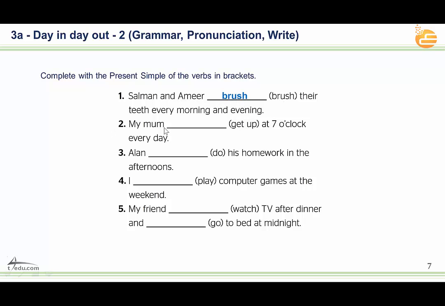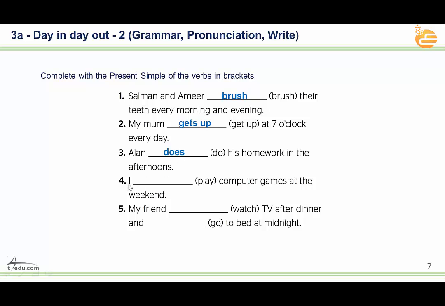Number 2, my mom gets up at 7 o'clock every day. My mom, only one. So I have to say gets up. Exactly, gets up. Very nice. And remember, don't say get ups. No, we added to the first one. This is the first word. Gets up. Number 3, Alan do his homework in the afternoon. Do or does? Alan, just one.